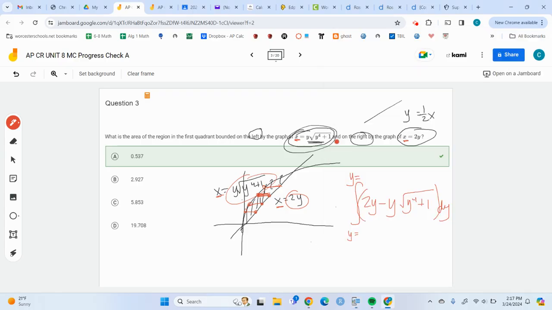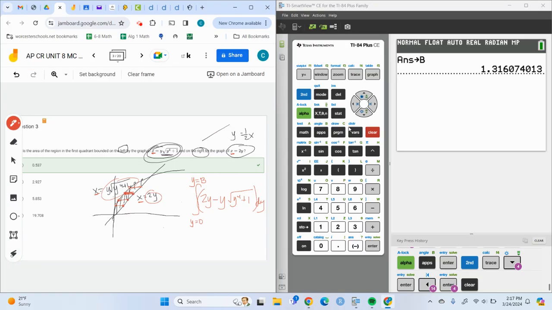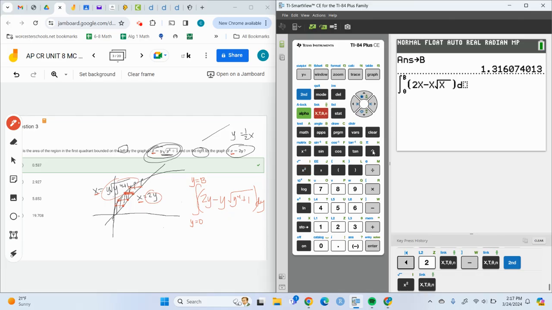So I know that I'm going from 0 to whatever I called B. It was like 1 point something. Let's try this and see if we get the right answer. Oh, I guess this works. Okay, math 9. I never knew how to split the screen like that. Okay, from 0 to B of 2x. And again, I'm putting x in, knowing that it's y. Minus x times the square root of x to the fourth plus 1, dx.